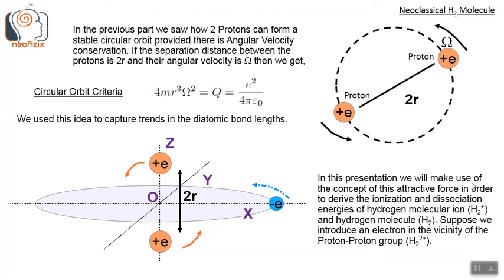In this presentation, we will make use of the concept of this attractive force in order to derive the ionization and dissociation energies of the hydrogen molecular ion and the hydrogen molecule. Suppose we introduce an electron, shown in this blue circle here, in the vicinity of the proton group, that is H2+. This proton group has been shown as H2 because it has two positive charges, and we put an electron in its vicinity. So we have this three particle diagram here.